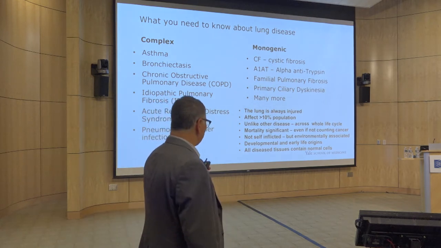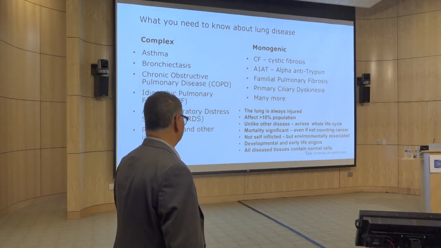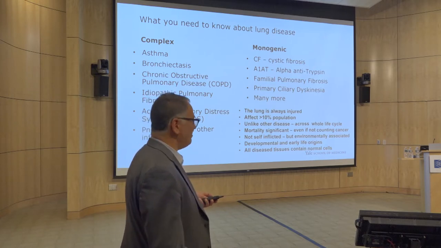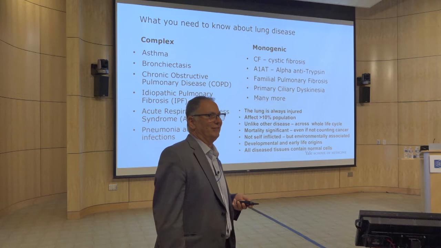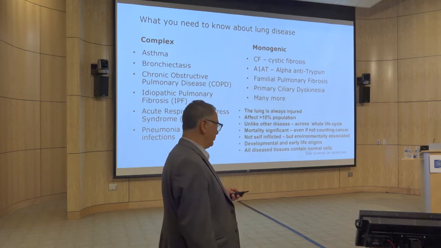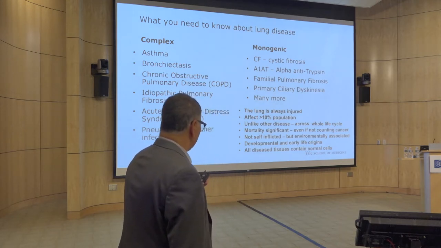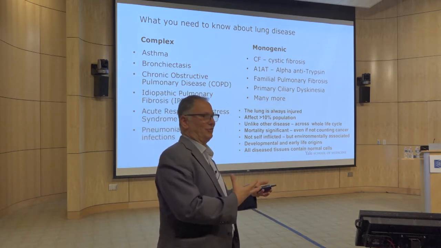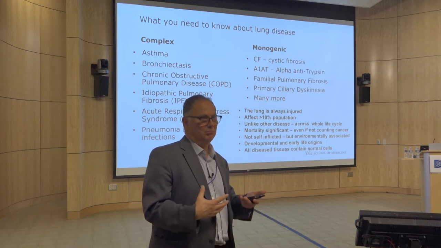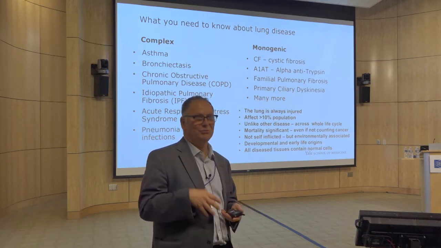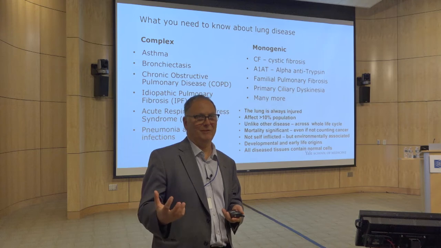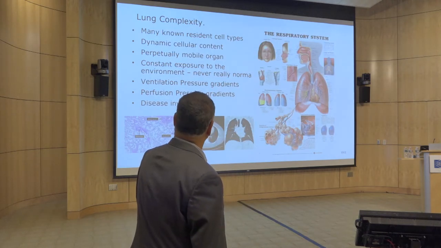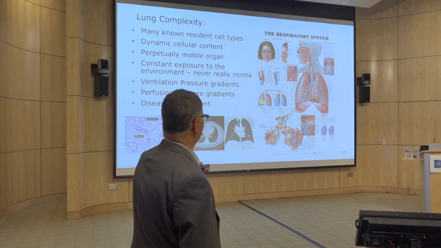The other thing which is important is that many chronic lung diseases, even in the adult, have early life origins. And the last thing is that, unlike most people, when they think about disease, they think cancer versus normal. Lung diseases are highly heterogeneous. Most of the lung tissues that have disease in them have many normal cells, or the other way around. So this is the complexity.